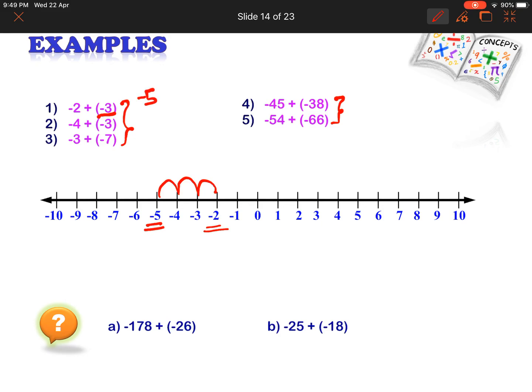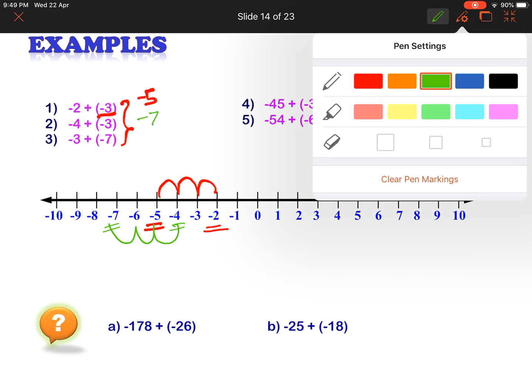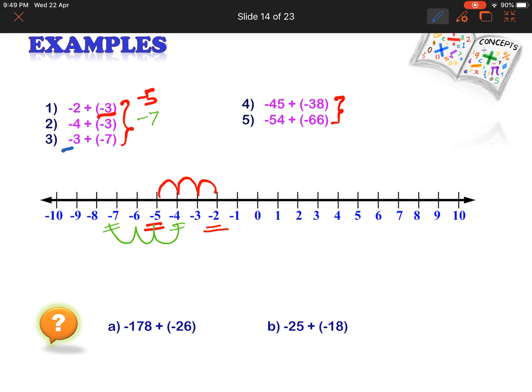Next example is -4 plus -3. Take -4 on the number line and move 3 places to the left, 1, 2 and 3, which gives us -7 as the answer. The third example, that is -3 plus -7. Take -3 on the number line and move 7 places to the left because we are adding a negative integer, 1, 2, 3, 4, 5, 6 and 7, which gives us -10 as the answer.